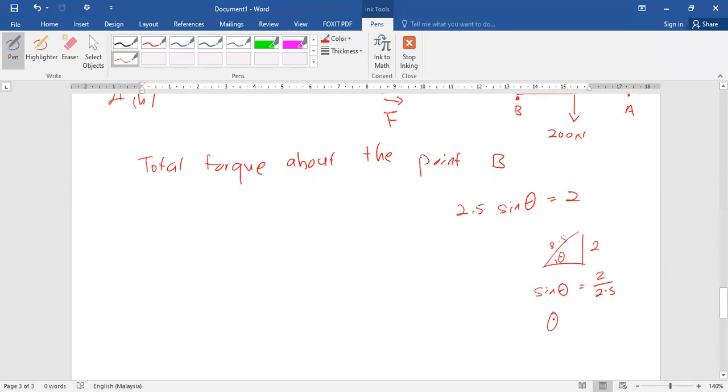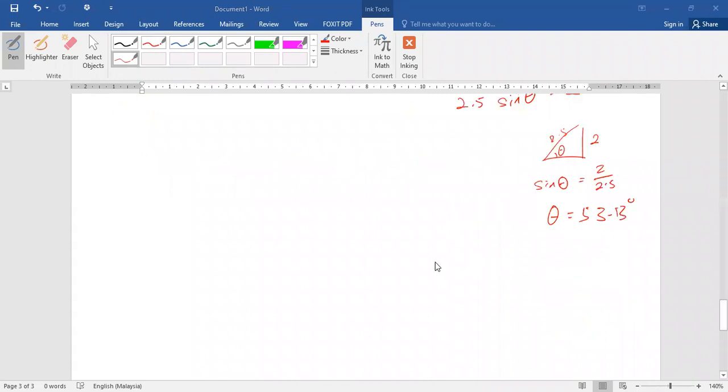So can somebody help me to calculate what is the delta? How much is the angle? Two over 2.5, shift sin. I get 53.13 degrees. Okay. Now we look at here. If 2.5 sin 53.13 degrees, is it equal to 2?